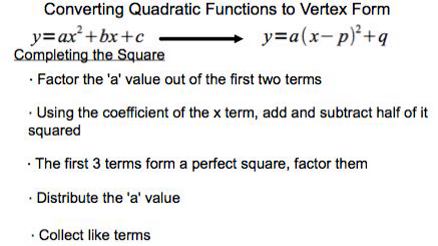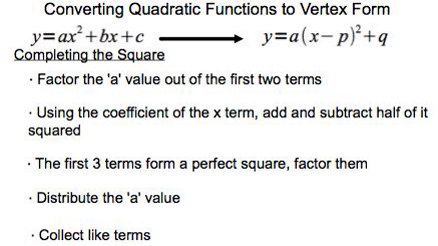Once we've done this, the first three terms inside the brackets form a perfect square. We're going to factor them as a perfect square. Next up is distribute the a value, the one that we factored out originally, across the brackets, or through the brackets, and then collect your like terms. Once you've done that, you're in vertex form. Let's look at an example.